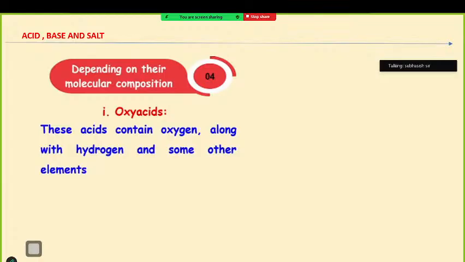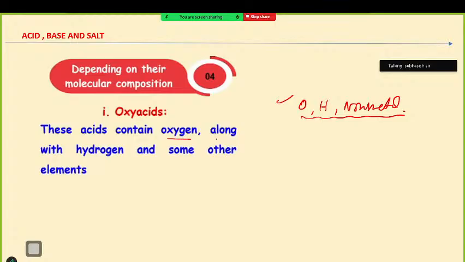Now another type of classification depends upon the molecular composition. What types of atoms are present in acids? There are two types of acids on the basis of their molecular composition. One is oxyacid. An oxyacid always contains oxygen, hydrogen, and another non-metal. That is known as an oxyacid.